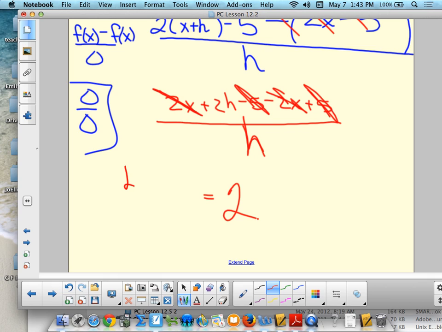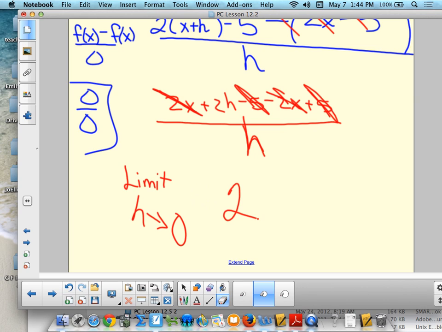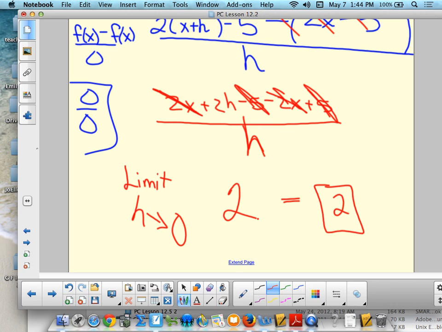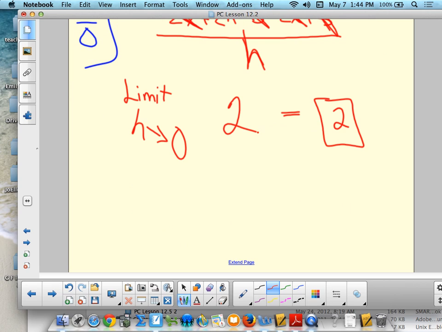We still have to do one thing, and that is give me the limit as h approaches what? 0. Do you know the answer? Direct substitution. Put 0 into the h. Where's the h? There is no h. So what's the answer? 2. The limit is 2.